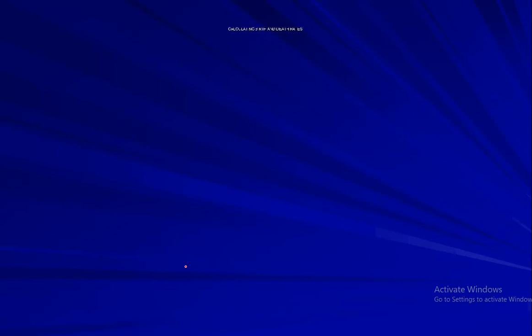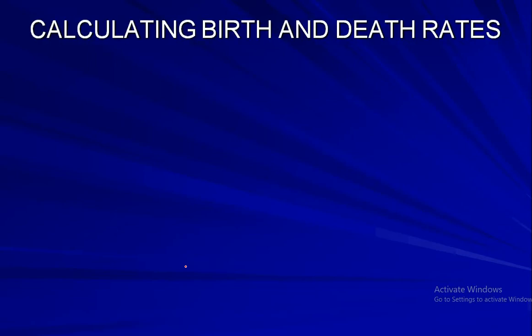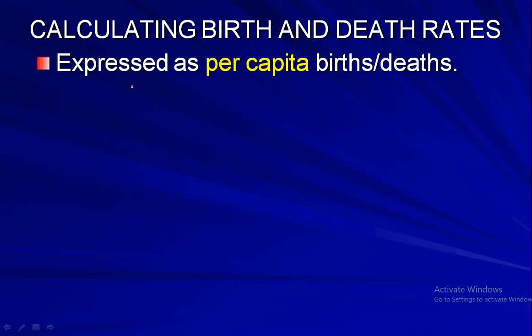Now let us move to our next slide, and that is how to calculate the birth rate and death rate. See, it is not easy to count the number of individuals in a population. Why? Because in some cases it is really very difficult. Say, for example, if we talk of a culture plate of bacteria, many bacteria are there, and it is very difficult to count the numbers of bacteria in the culture plate. Okay, so the birth rates and death rates are expressed as per capita births or deaths. Right, now per capita means per each individual.